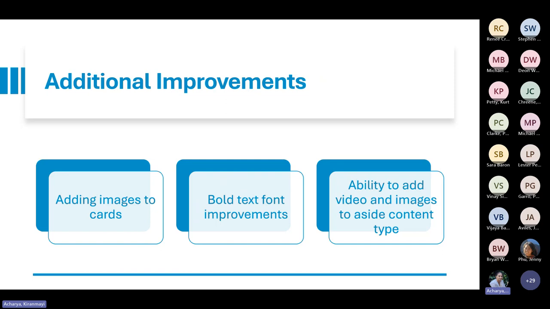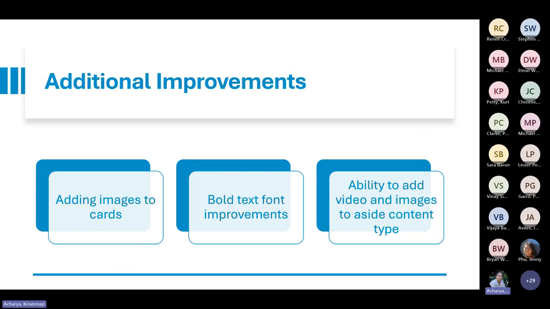Bold text. Bold texts were never too bold on our websites. So we tried to change that font and we made it a little bit more visible, and you can tell that the text is bold. And also an ability to add videos and images on our aside content type that was not visible. That was a very minute detail, which the aside content or the text editor would not have an option to add the images and videos because of the real estate it would actually gather.